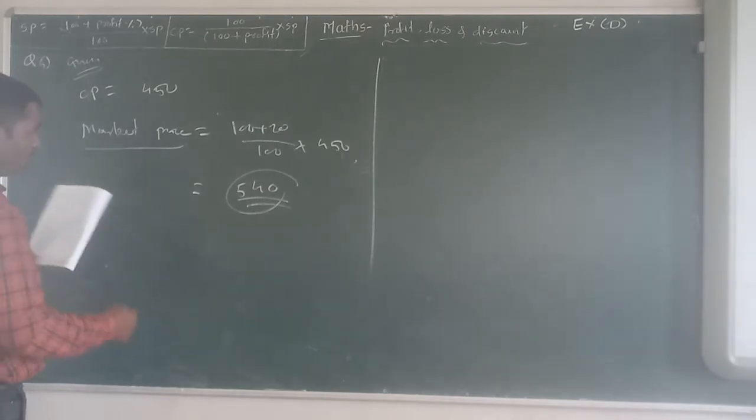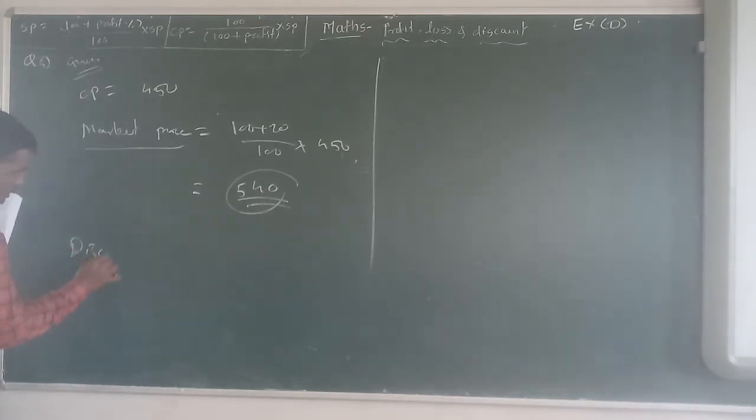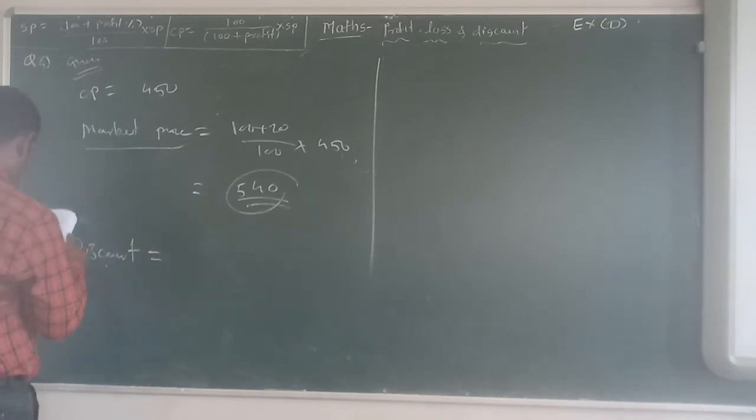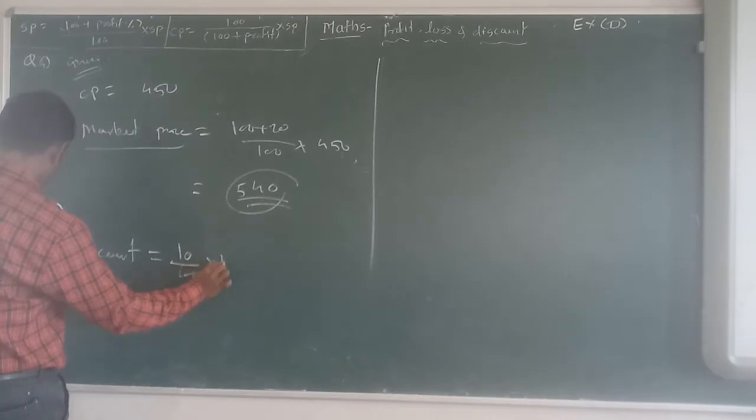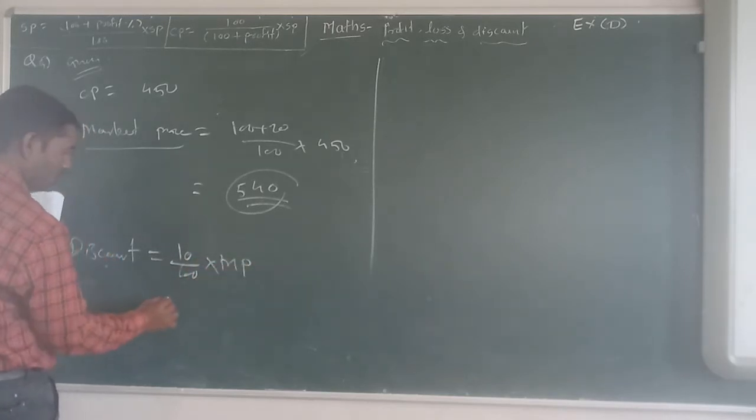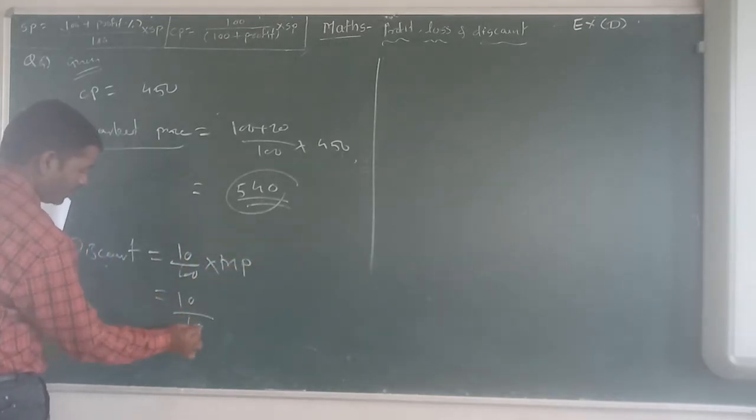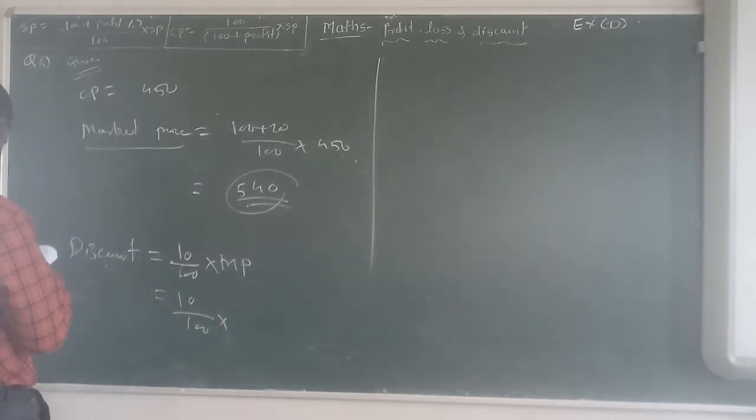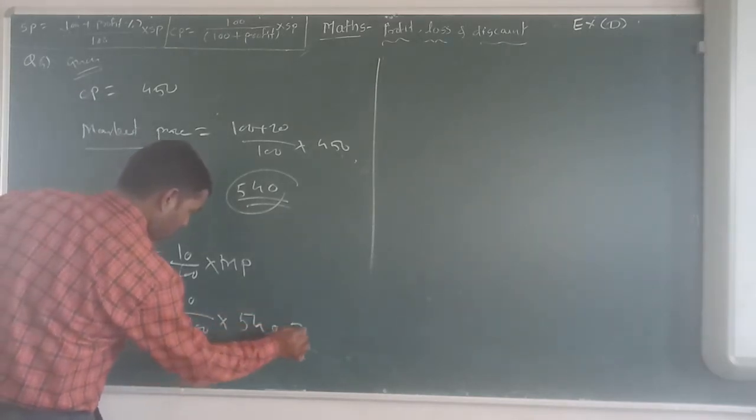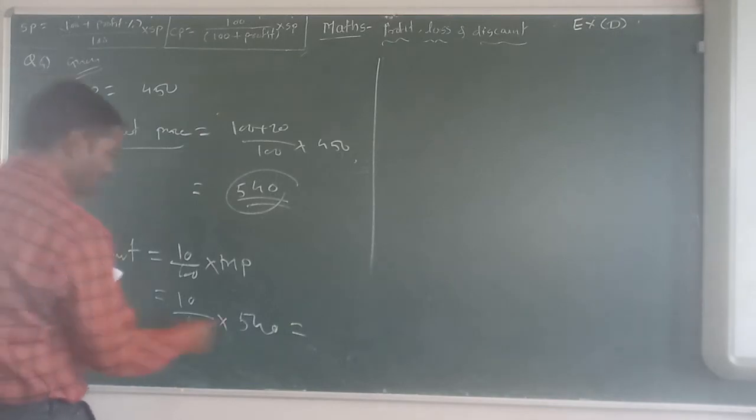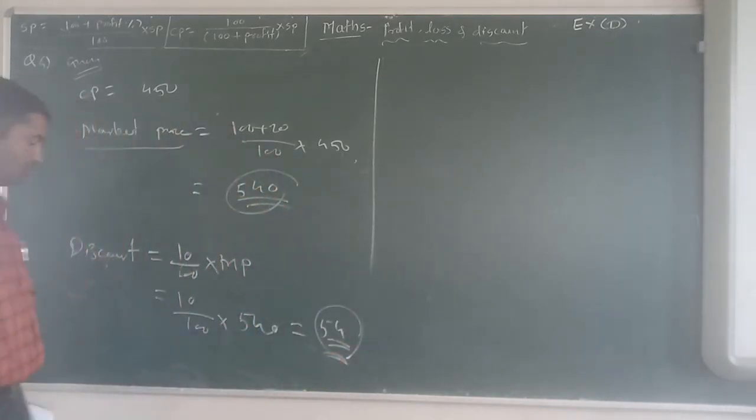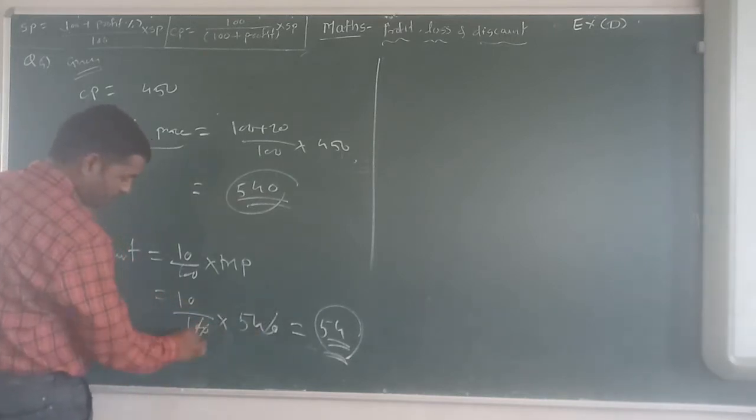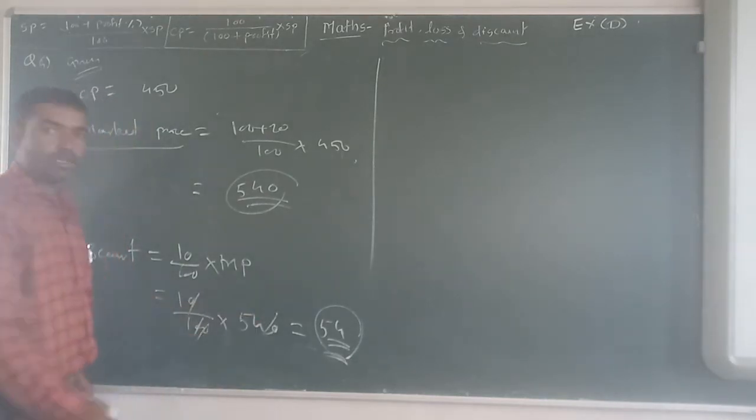Now see, we have to find the discount. How much discount is given? Discount is 10%. That means 10/100 multiplied by MP. So that is 10/100 and MP is 540. So your discount is 54 rupees. So we got the discount also. We have calculated it, 20 cancel. So 54 rupees is the discount.